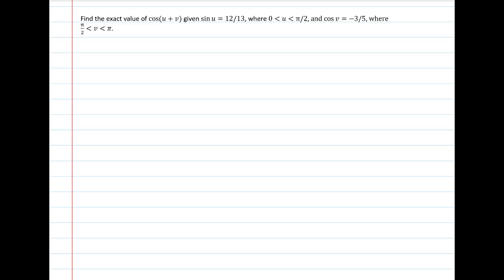So we're going to start by using our identity here: cosine of u plus v is equal to cosine of u times cosine of v minus sine of u times sine of v. Make sure you are using the right identity. For cosine, whenever it's addition, the sign is minus on the identity. So it's different than the sine of a sum or a difference.